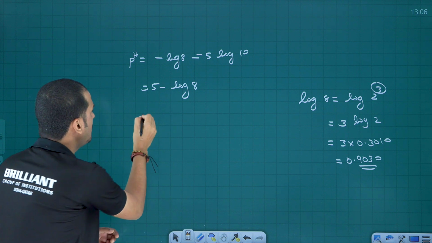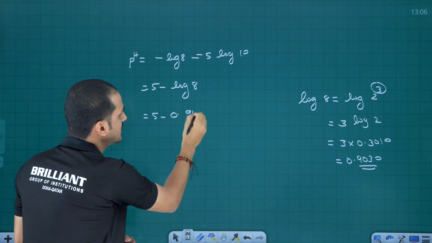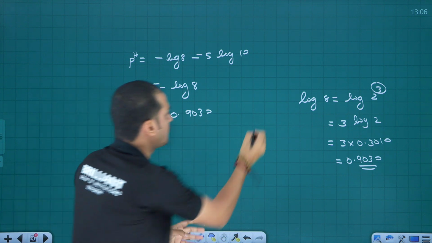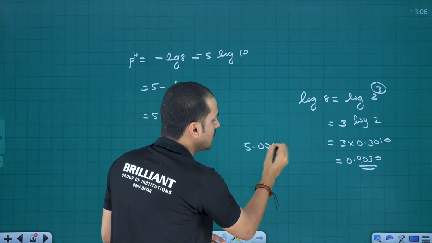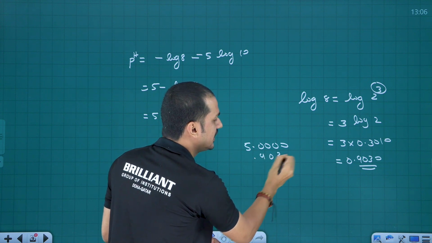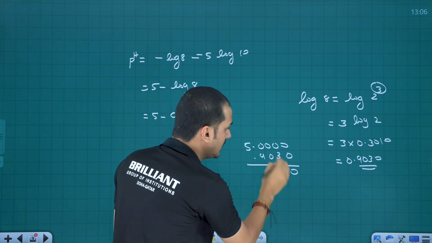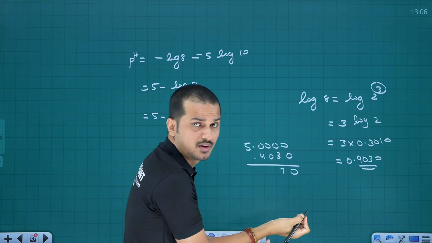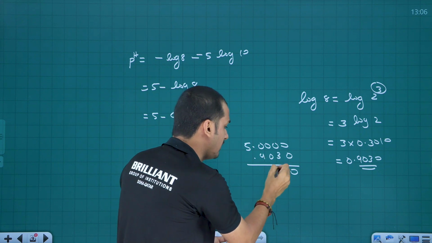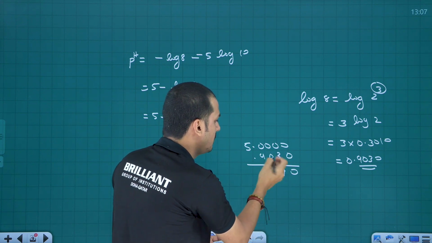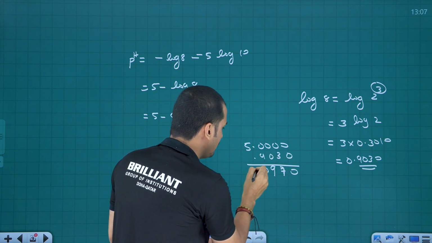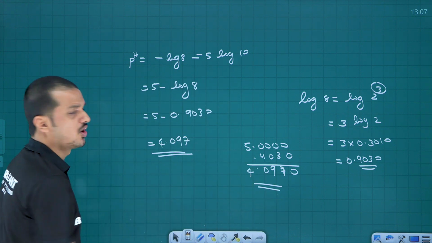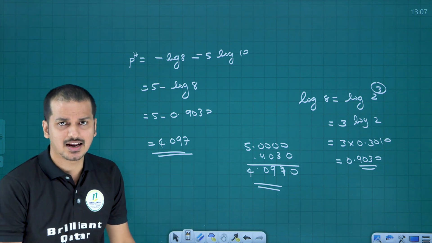So that means 5 minus 0.9030. If you are subtracting 0.9030 from 5, how much is coming? 5.000 minus 0.9030. Here 9 minus 3 means 6 will come. Here 10 minus 3, 7 will come. Here 9 will be there, here 0, and here again 4. So 4.097 will come. Am I correct? Yes or no?